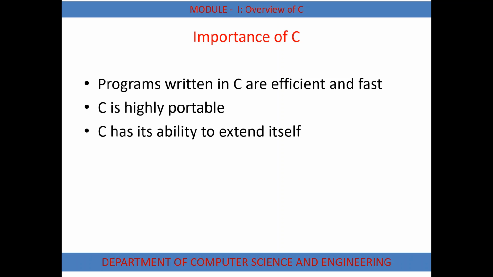C is highly portable. That is, C programs written for one computer can be run on another with little or no modification. C has the ability to extend itself because it is a collection of functions which the C library supports, and this makes it easier for programmers to add their own functions to the C library. Because of the availability of a large number of functions, the programming task becomes simple.